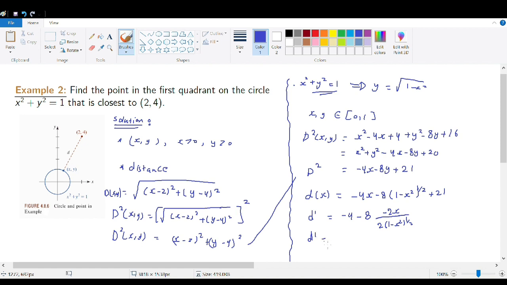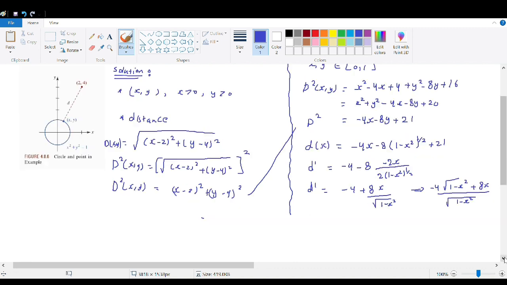So now we have d prime equal to minus 4. We can cancel these two with these two, minus with minus, so this will give us plus 8x divided by the root of 1 minus x squared. If we want to rewrite this again, we need to multiply this one by the root of 1 minus x squared. So it will be minus 4 root of 1 minus x squared plus 8x divided by the root of 1 minus x squared.